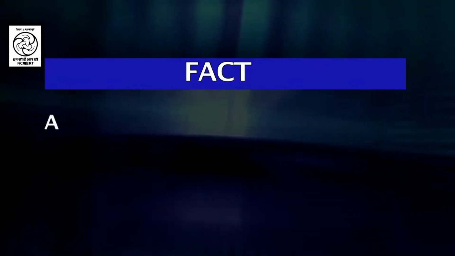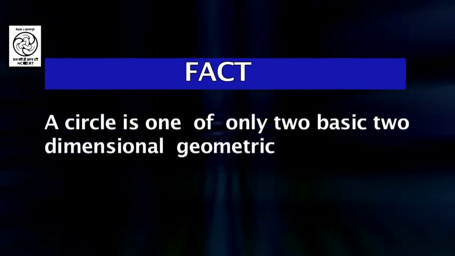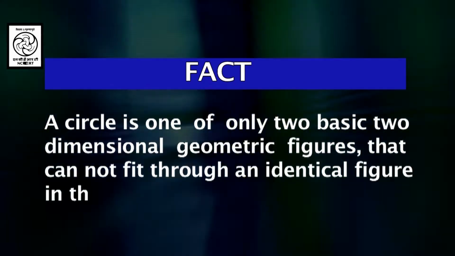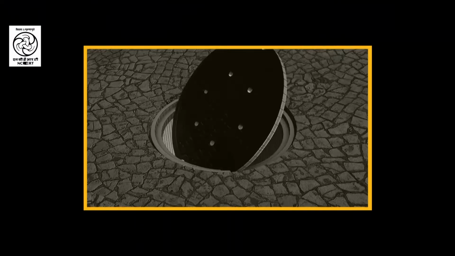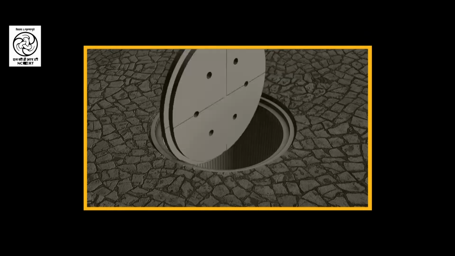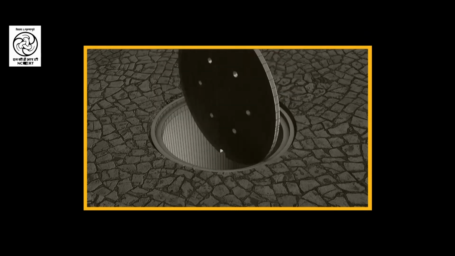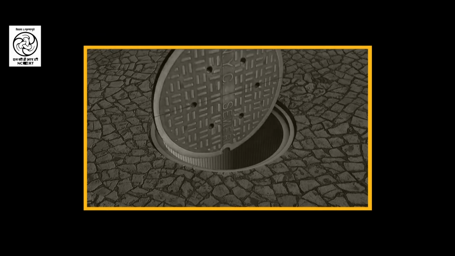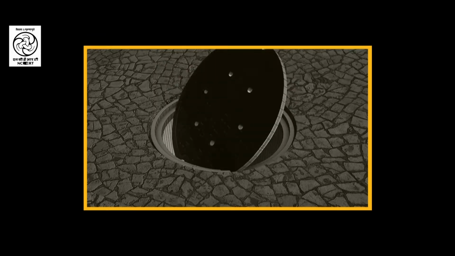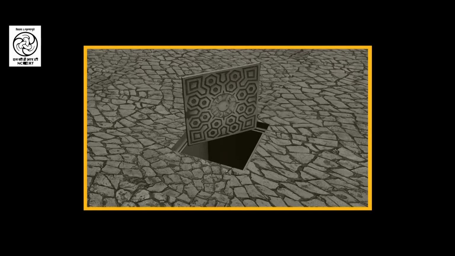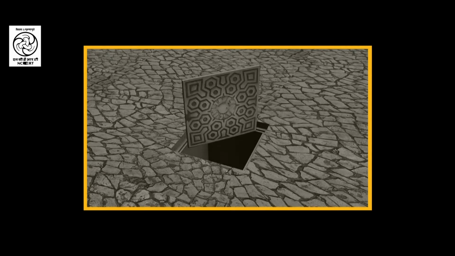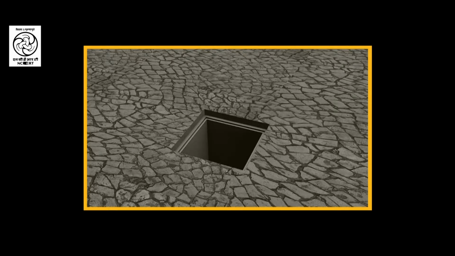Why? A circle is one of only two basic two-dimensional geometric figures that cannot fit through an identical figure in 3 dimensions. That is, if two identical circles are placed in 3-dimensional space, one could not be made to pass through another circle, no matter how the circles were angled. A square, for example, can be rotated upward until vertical to fit diagonally through a copy of itself, because the diagonal of a square is longer than any of its sides.